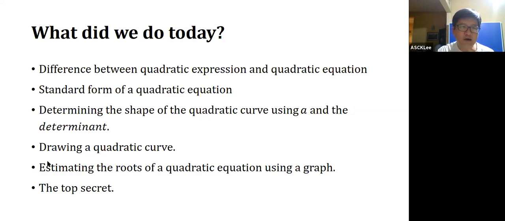So we have also seen how to draw a quadratic curve using the table. You get all the x values, and then you calculate the y values, and then you put the points there, and then you draw the curve, right? We've seen how to estimate the roots of a quadratic equation using the curve that you have drawn. And then the last one is the top secret that I've shown you: Google can be used to draw graphs.